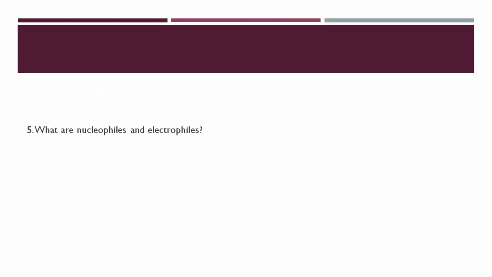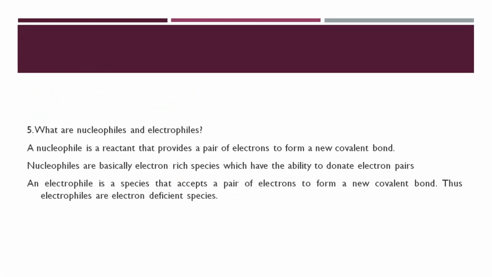Next question is, what are nucleophiles and what are electrophiles? These are the most common terms we come across while discussing any principle related to synthesis. A nucleophile is a reactant that provides a pair of electrons to form a new covalent bond. From the name, phile means loving, and nucleophile means nucleus loving. Obviously, the compounds which have an excess lone pair of electrons are known as nucleophiles. So nucleophiles are basically electron rich species which have the ability to donate electron pairs.